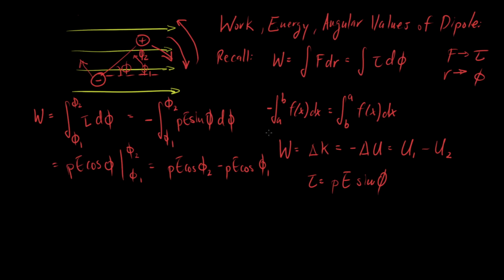And so now we have this other thing. Actually, I'll draw this line here so that one side is the recall information and one side is the derivation. Work is equal to change of kinetic energy, and change of kinetic energy is equal to negative change in potential energy. And so that means that we can say that the potential energy, U1 minus U2, as we've written here, is equal to PE cosine phi 2 minus PE cosine phi 1.